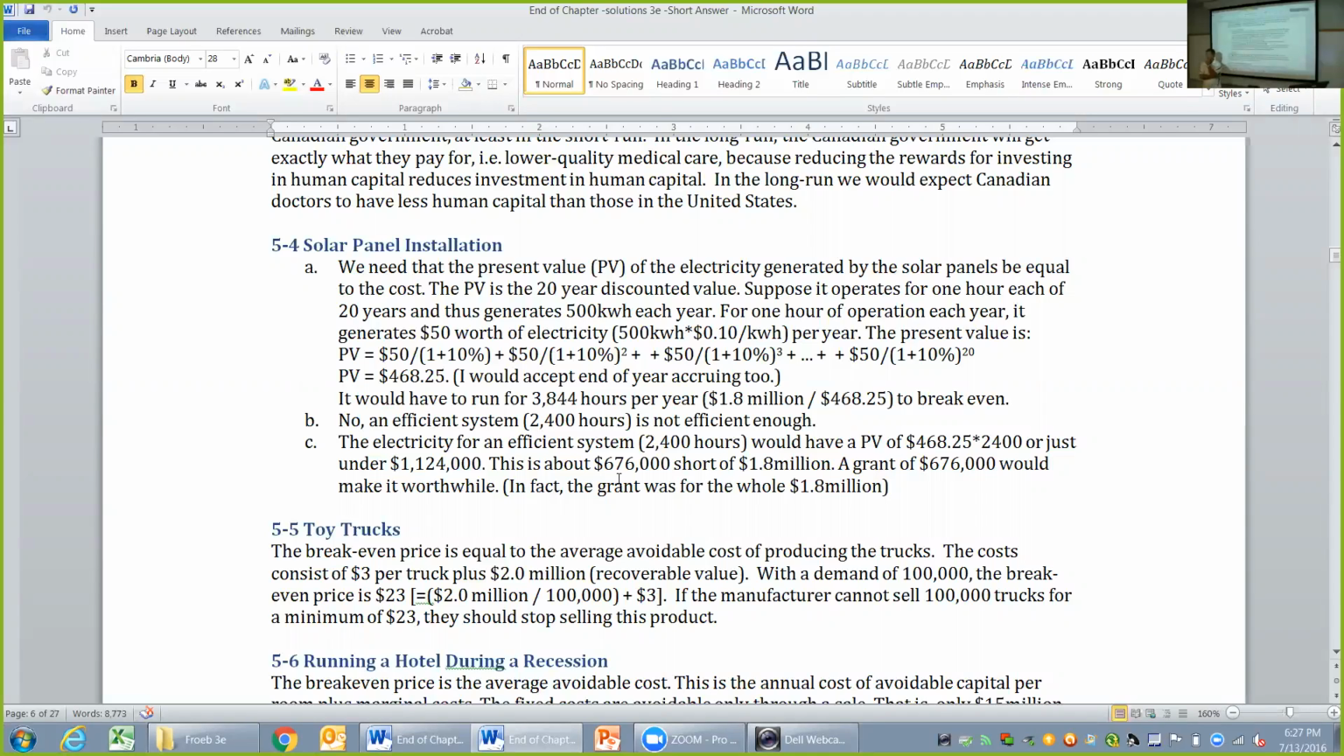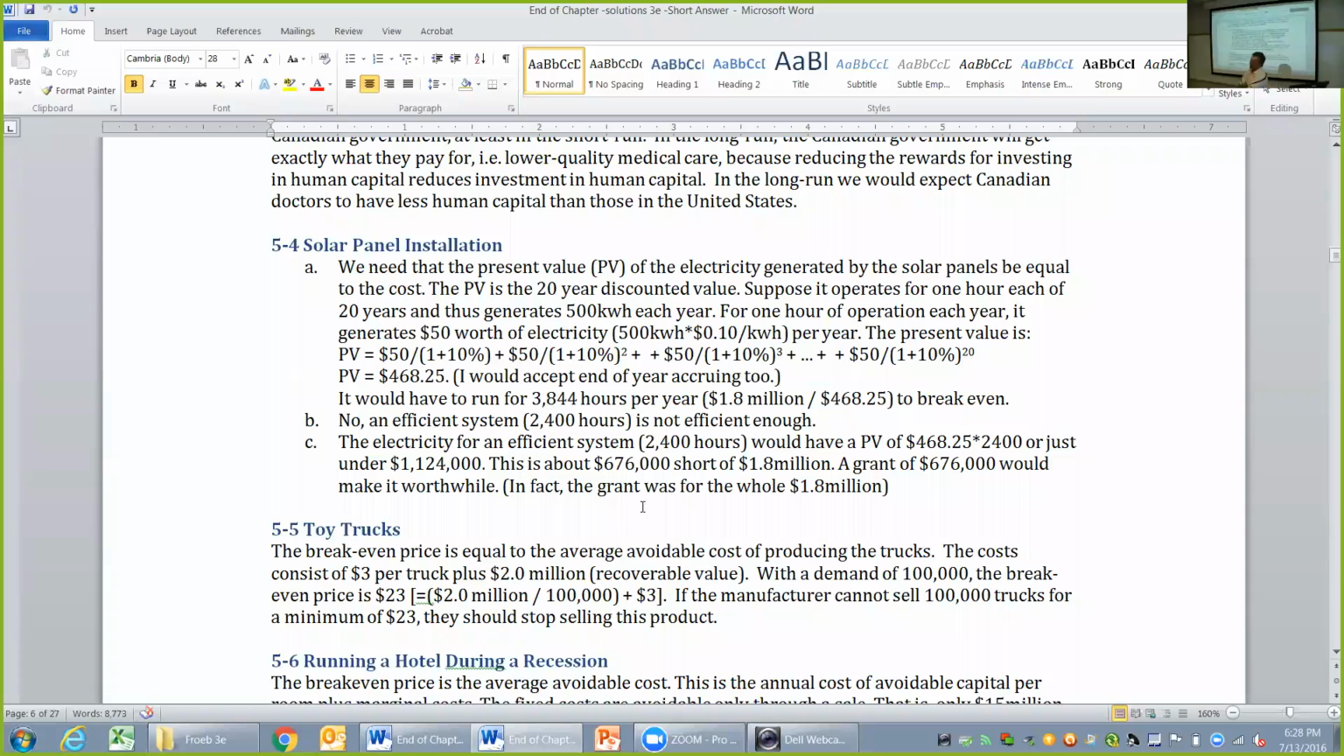Well, and then I was confused about the financing part of it, like the grant. Because in the suggested answer, it says a grant of $676,000 would make it worthwhile. And then it goes on to say, in fact, the grant was for the whole 1.8 million. Yeah, I think that was probably some sort of government plan to support solar that made it worthwhile. Like an outside source. Yeah, that's right. That was just an outside commentary that this was from the real world. What I like about this textbook is he does tend to use real world stories of things that actually happen. So yes, that's what that was.